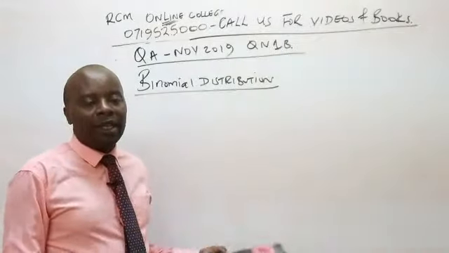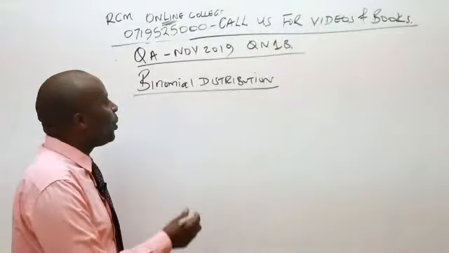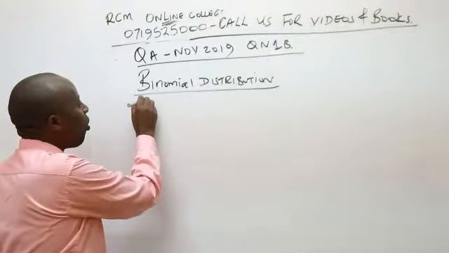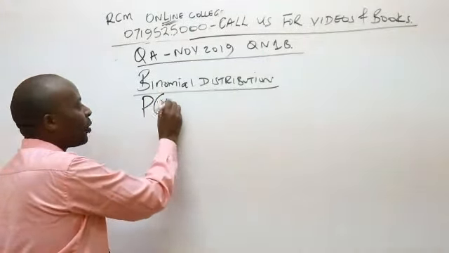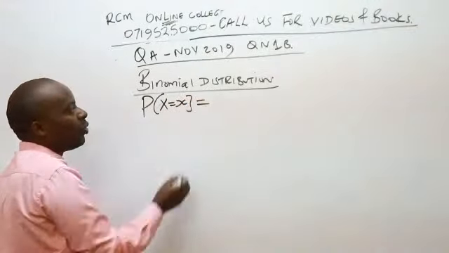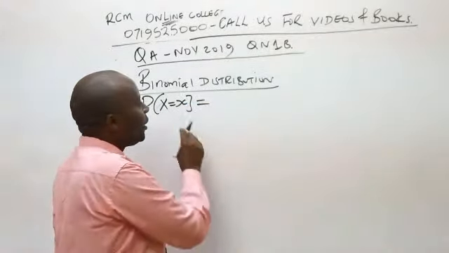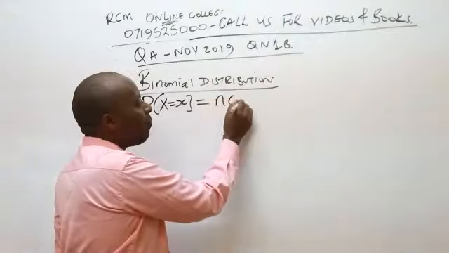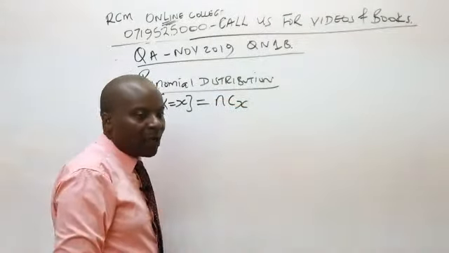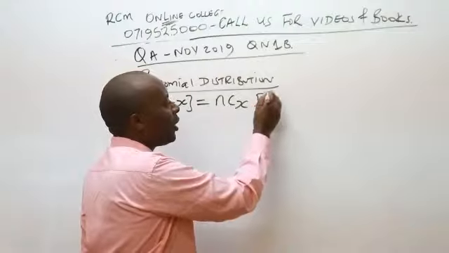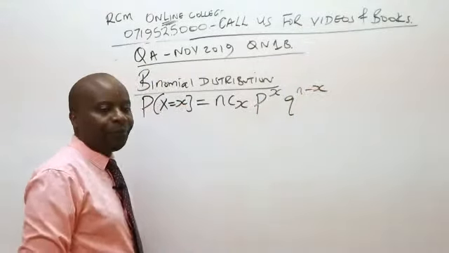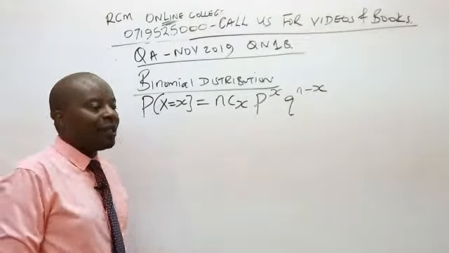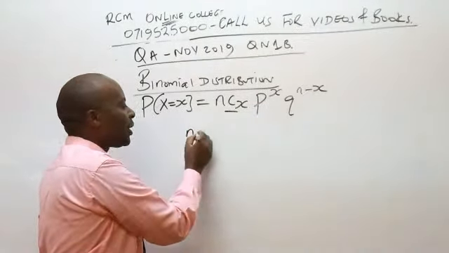It's a Bernoulli distribution. And if it's a Bernoulli distribution, ladies and gentlemen, if you recall, there is a formula that we have here. Probability of capital X being equal to small x will be equal to what here, somebody? This one here will be equal to n combinations x, p raised to x, q raised to n minus x, like that.